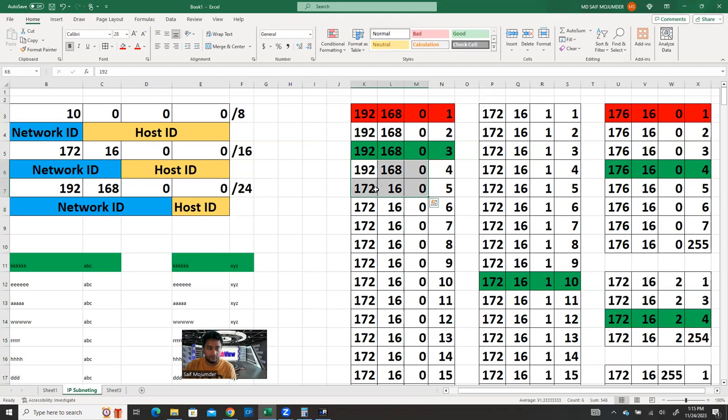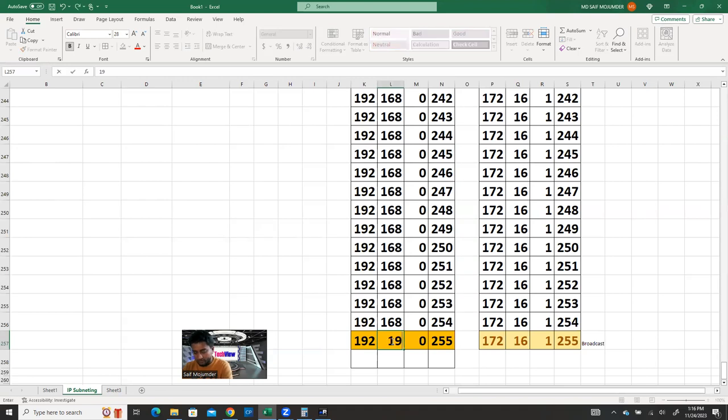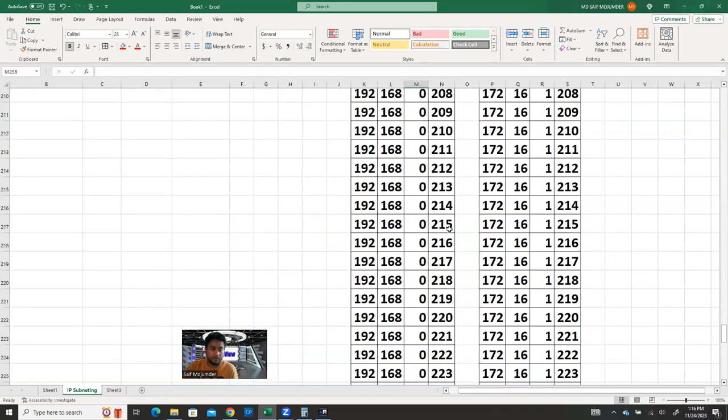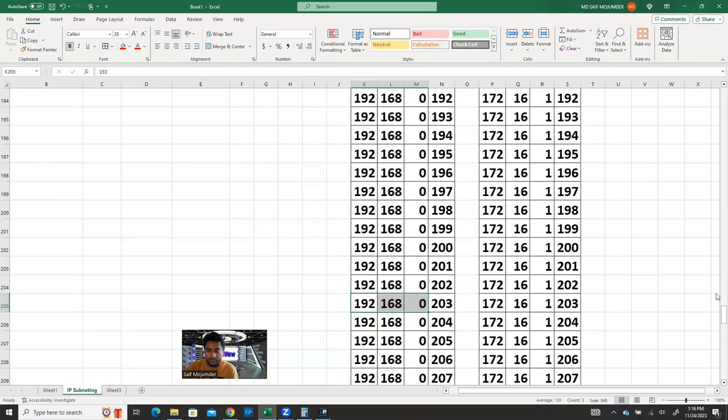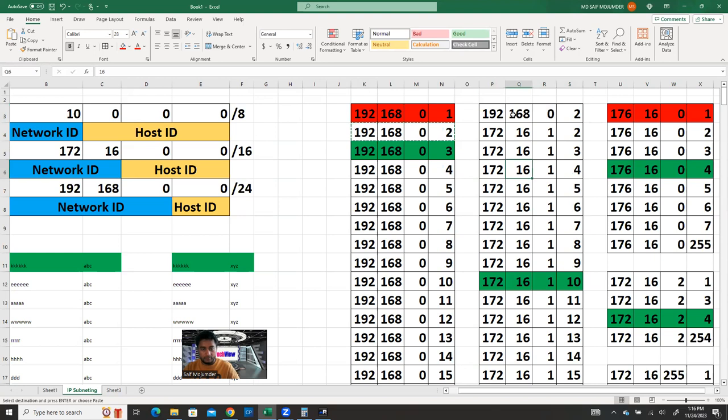So if you keep continuing like this, what's going to happen? Keep continuing, you can go up to where? Up to here, right? 168. They said, so we keep what? 3 octets same, right? So if you change here, now let's see what's going to happen. Say for example, I'm just copying this one here. All right, so 192.168.0.